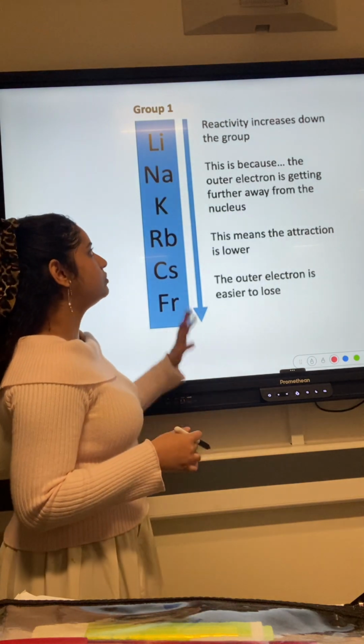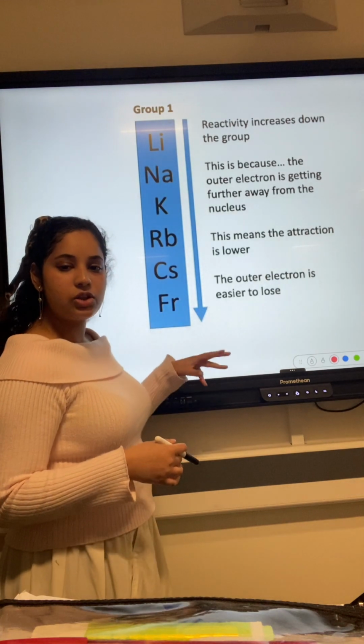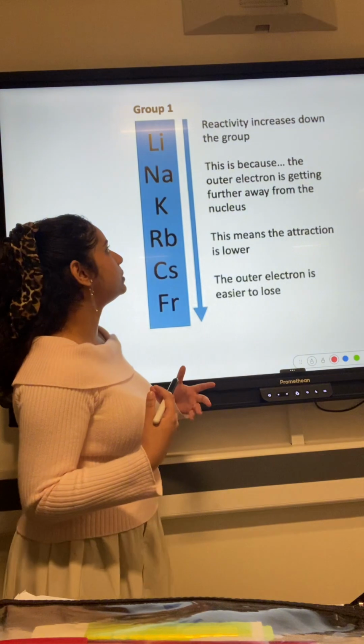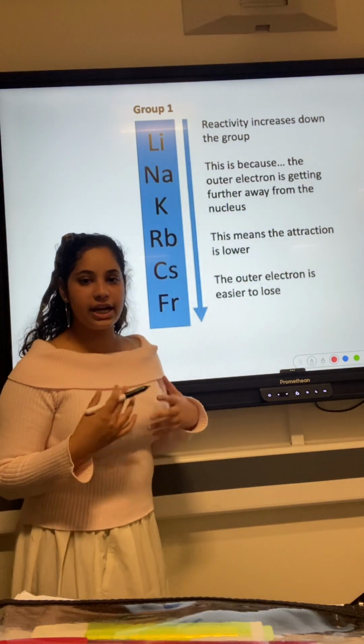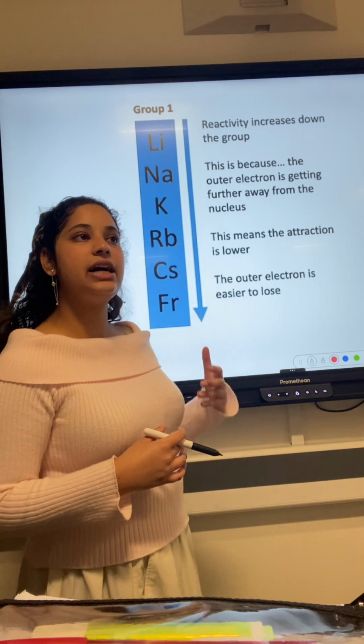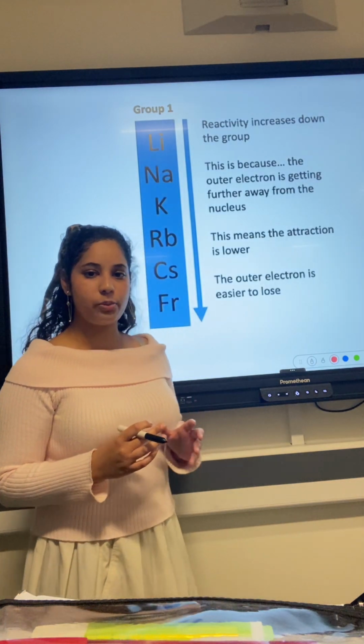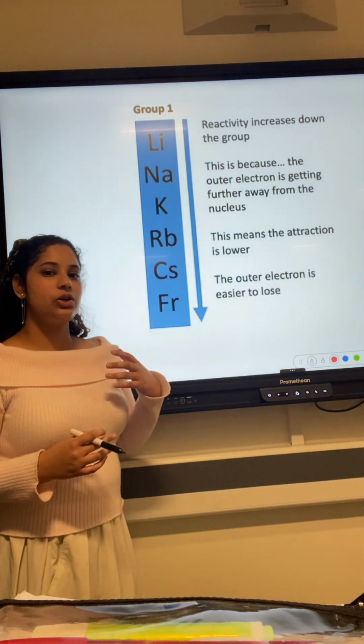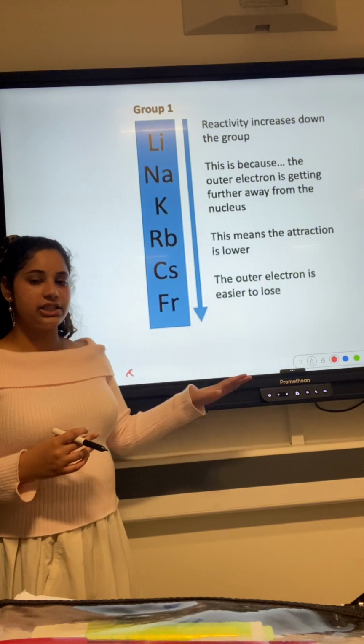So if we just have a look at this, I've made some notes on the board already, but I'll just guide you through it. If we look at the reactivity of group 1 metals, the first thing that we do need to know is that in order for something to react, it needs to form an ion. So that's how it will react first.